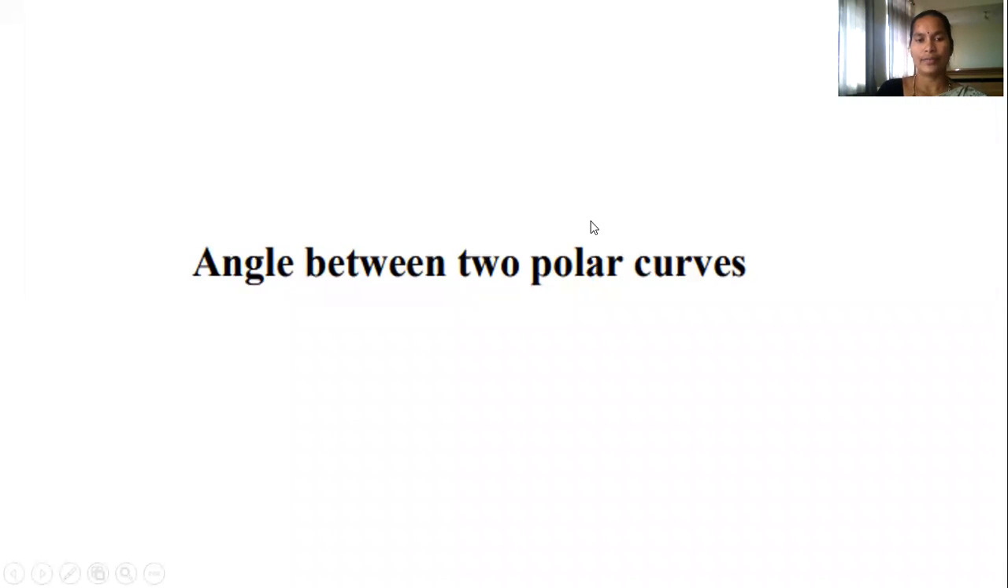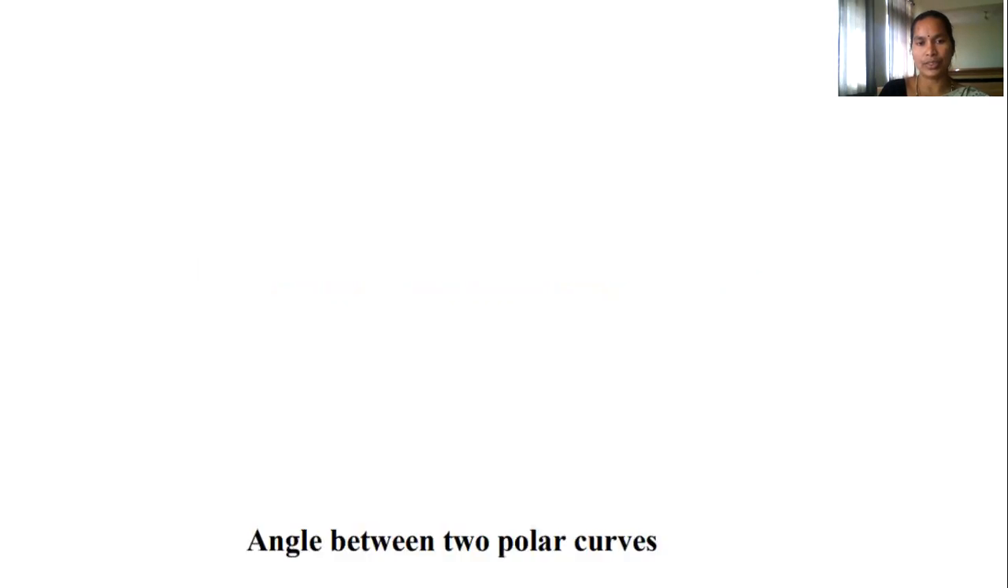Hello friends, today we are going to discuss the angle between two polar curves. Sometimes we may say the angle of intersection between two polar curves. As we already discussed, the equation we use for the angle between the radius vector and the tangent is tan phi equals r into d theta by dr. Here we will extend the same thing to two curves.